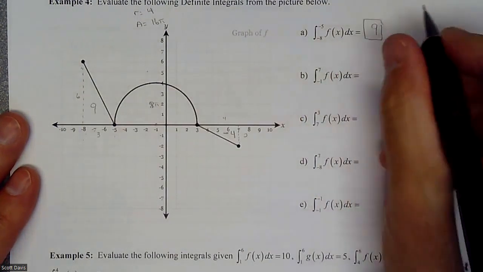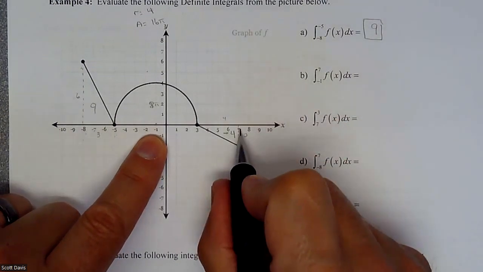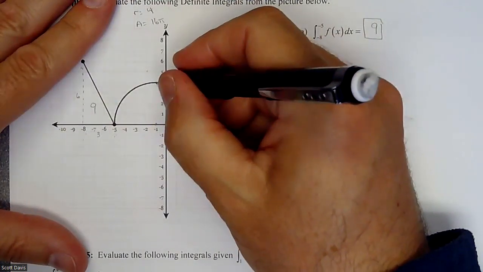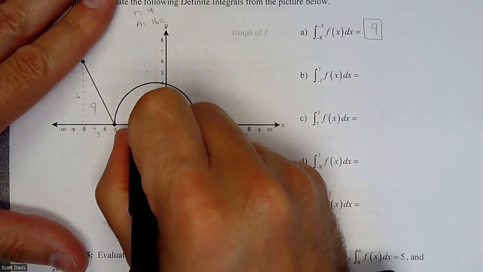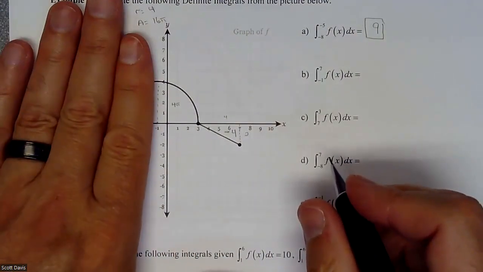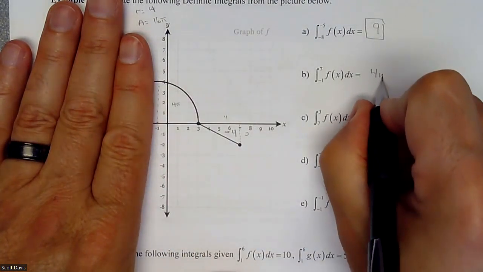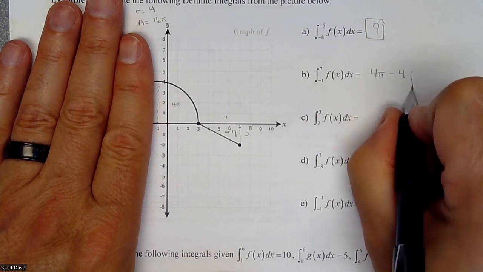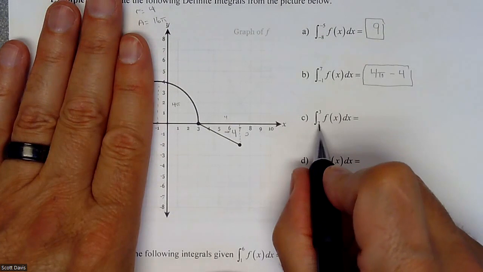So that one's done. If we're going from -1 to 7, we're going from here to here. So we're going to take this semicircle and break that 8 pi into 2 sections, each one being 4 pi. We want that area right there, so that's going to be 4 pi minus, because it's a negative area, minus 4. So that would be the area from -1 to 7.